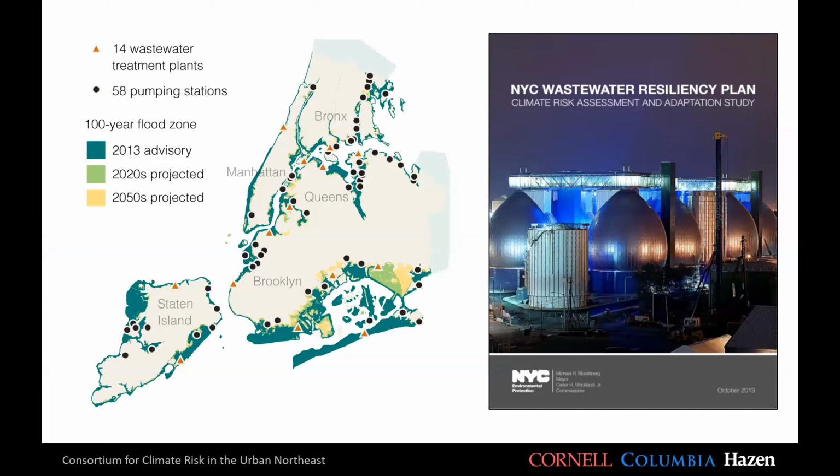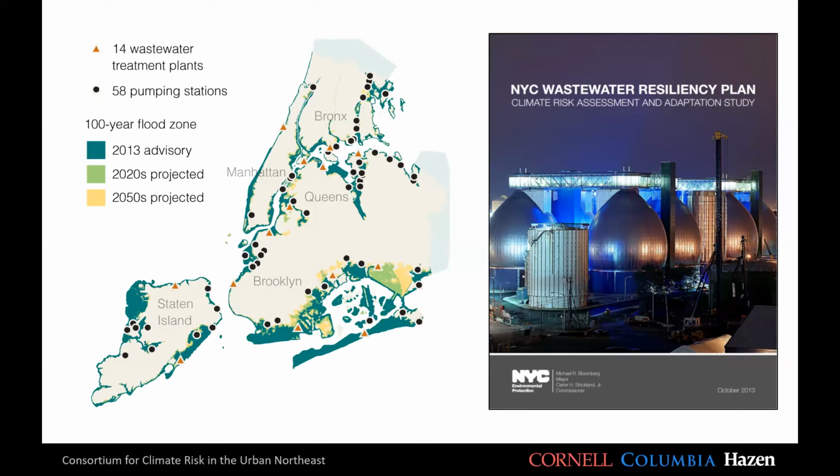So at the time, it just so happened that Hazen and Sawyer was already engaged in a study of New York City's wastewater treatment plants to evaluate the potential impacts of sea level rise and come up with adaptation recommendations. And when Sandy hit, DEP expanded the study to include all 14 wastewater treatment plants, and they fast-tracked it over a period of 6 months. So we mobilized the troops and we inventoried over 50,000 assets, and we developed what became the New York City Wastewater Resiliency Plan, which is shown here.